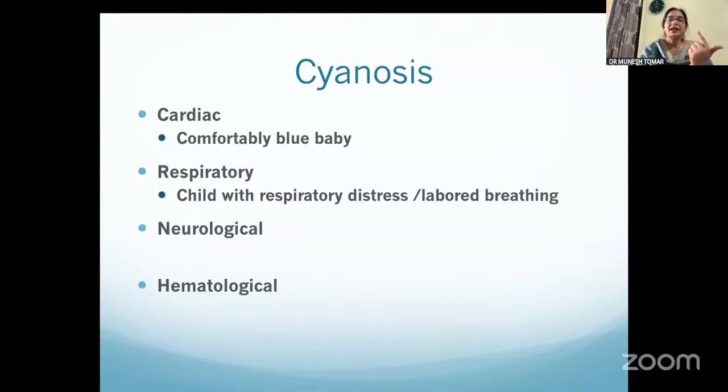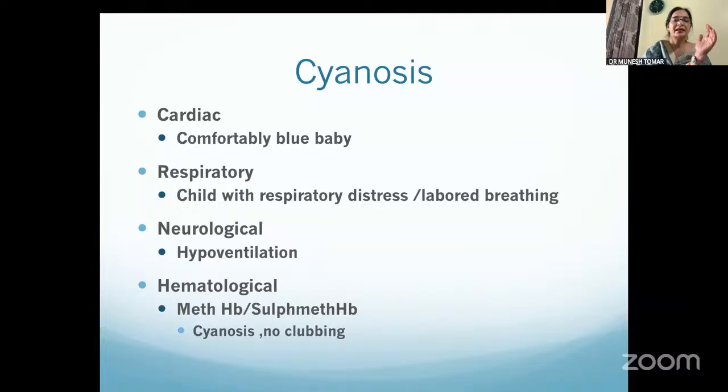Purely respiratory, they have severe respiratory distress, labored breathing. Neurological, it is because of hypoventilation. You can clinically make out that the child is neurologically depressed. The saturation is on the lower side, 90, 92 sort of. And the hematological, methemoglobin, sulfhemoglobin, they have cyanosis but no clubbing. If there is no clubbing and the child is significantly blue, obviously we can think of these, and they have a comparatively shorter history, with exposure to the drug in these cases.